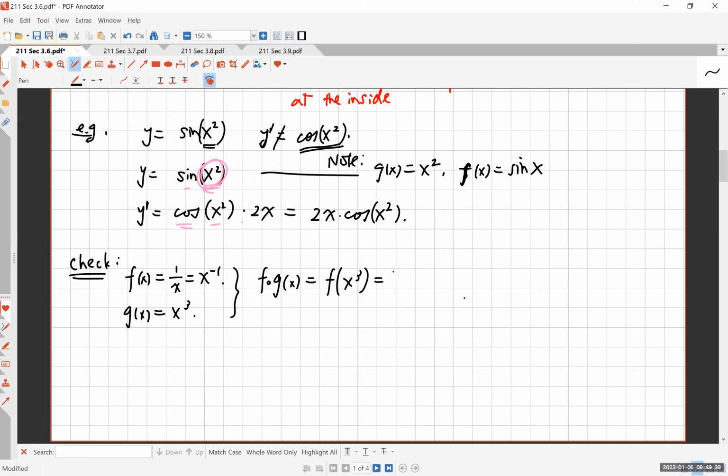But what does f do to the input? Whatever you put into f, it's going to take the reciprocal. So that is the composition of f and g. You can write this as x to the negative third, right? So that's our y. All right, let's take the derivative of y.